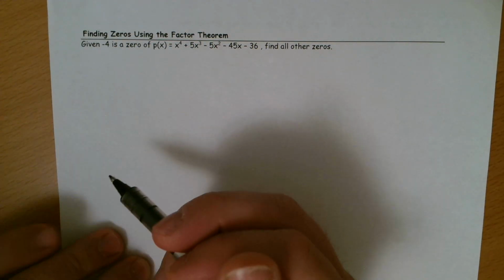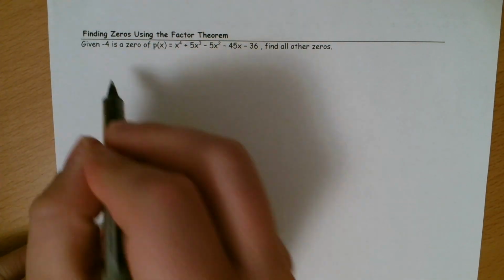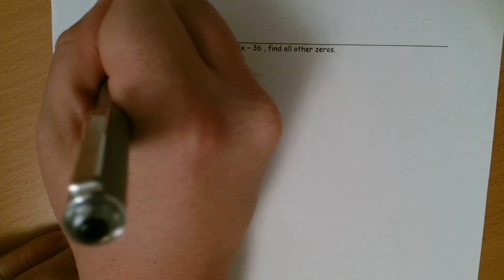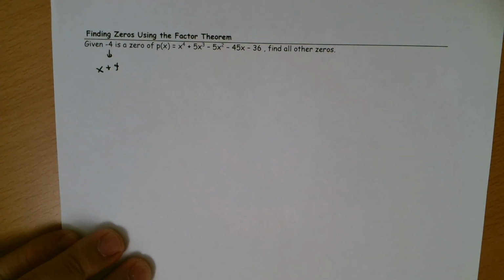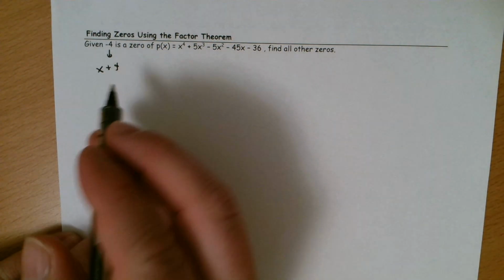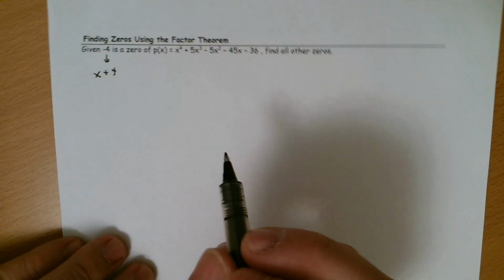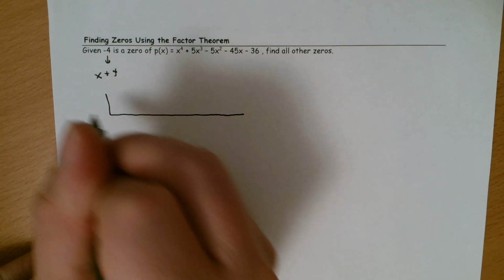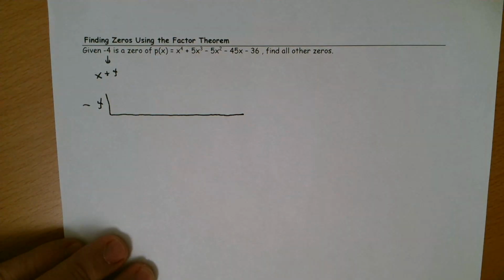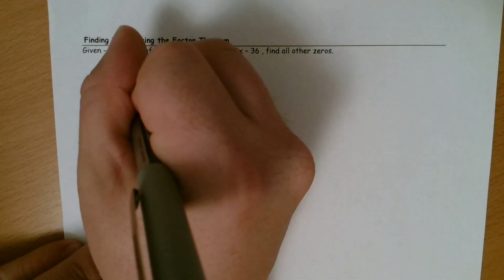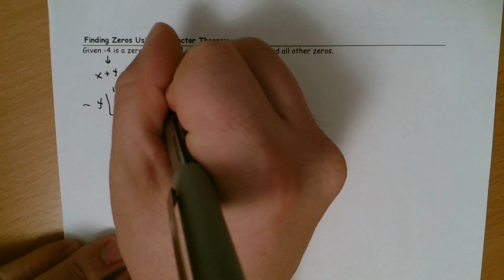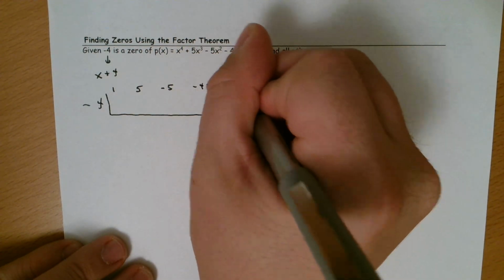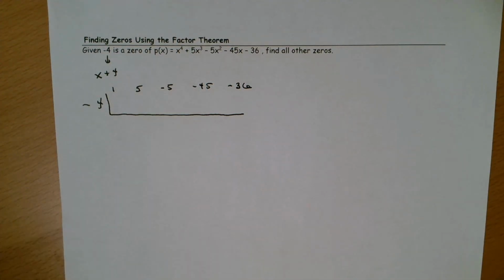So here we go. We know that negative 4 is a 0, so we automatically know that x plus 4 is a factor by the factor theorem. And because that's a factor and that's a 0, we know we can use synthetic division. So let's go ahead and do synthetic division with our 0. Negative 4, 1, 5, negative 5, negative 45, and negative 36.